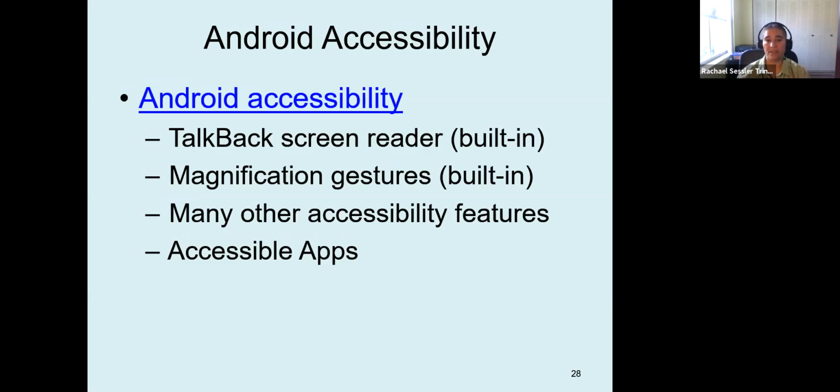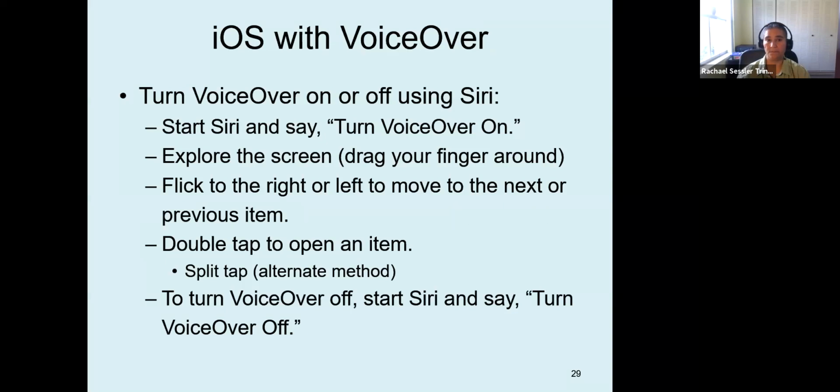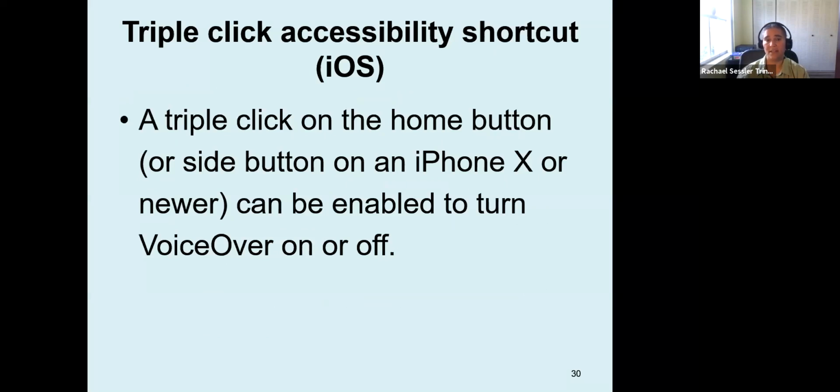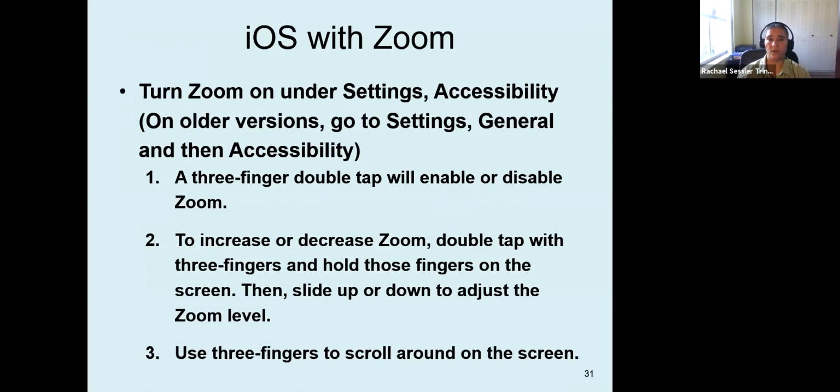We're going to have an app smackdown. That's where it makes these smart devices really shine. I have some information here on starting VoiceOver, so please feel free to refer back to that. You could also set up a triple click on the home button, or if you have a newer iPhone X or newer, if you have a side button, you could set that to hit that 3 times to turn VoiceOver on or off. You could also use Siri to turn VoiceOver on or off.